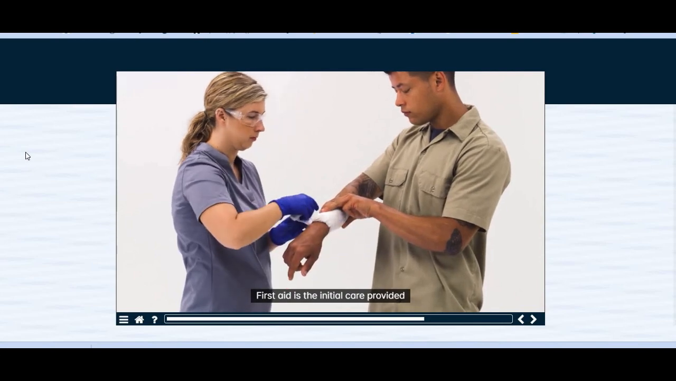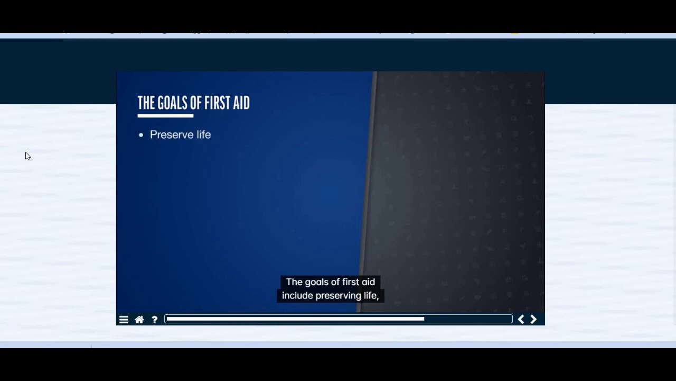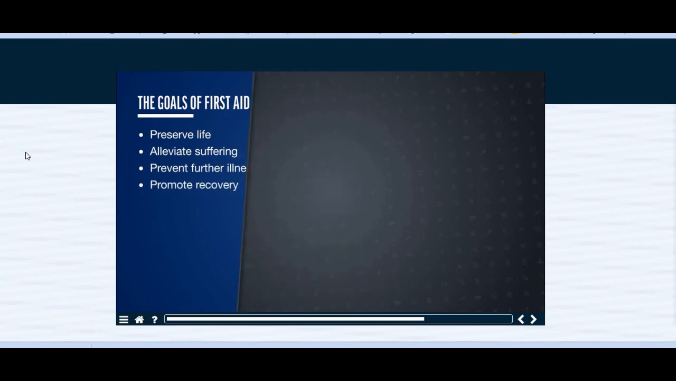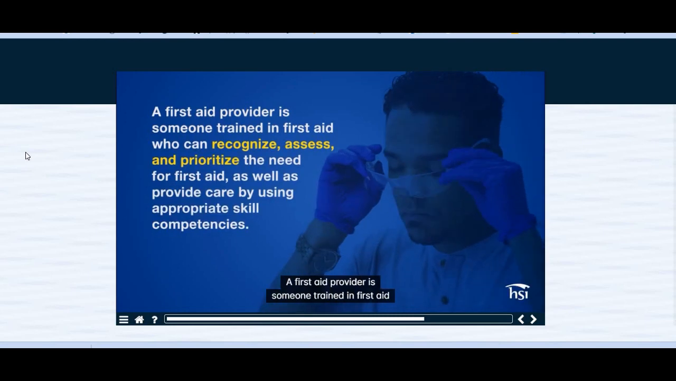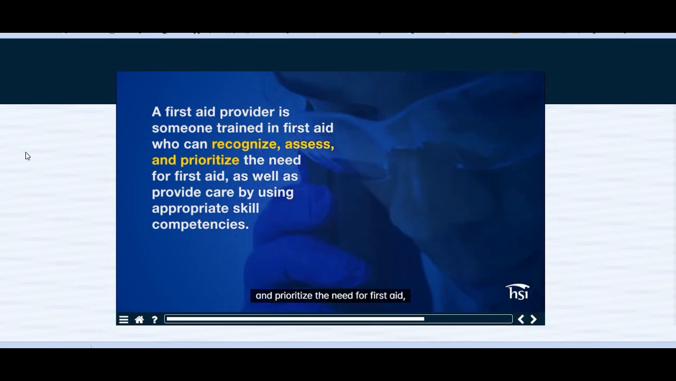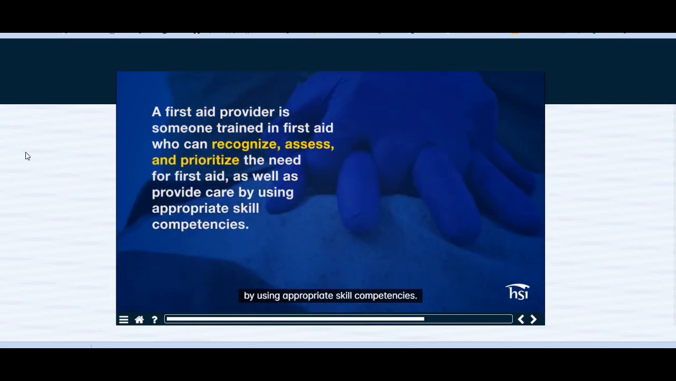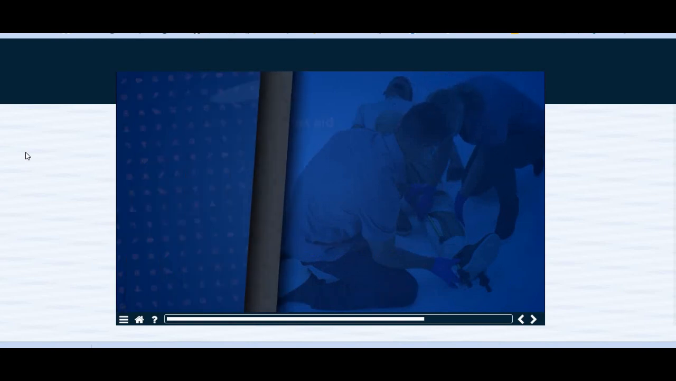First aid is the initial care provided for an acute illness or injury. The goals of first aid include preserving life, alleviating suffering, preventing further illness or injury, and promoting recovery. First aid can be initiated by anyone in any situation, including self-care. A first aid provider is someone trained in first aid who can recognize, assess, and prioritize the need for first aid, as well as provide care by using appropriate skill competencies. A first aid provider recognizes their own limitations and seeks additional care when needed.